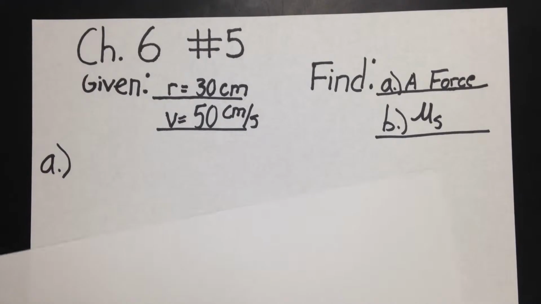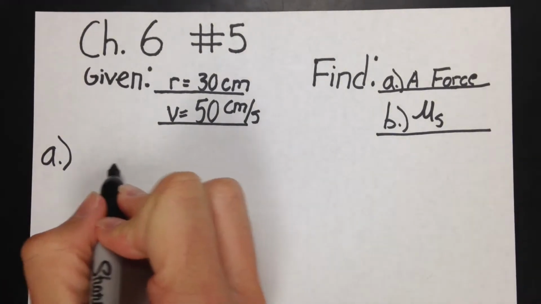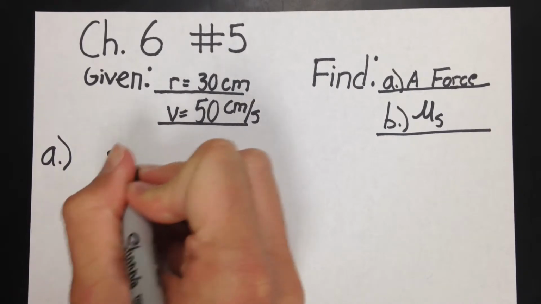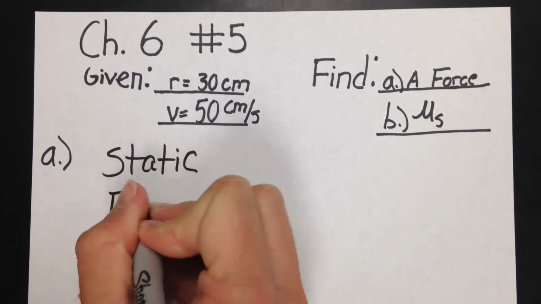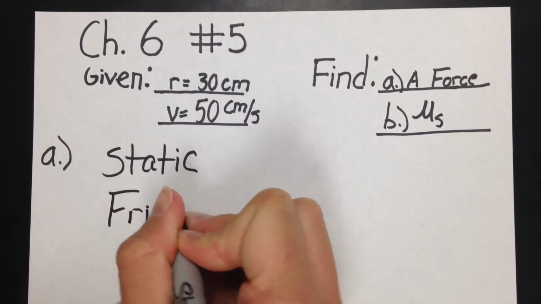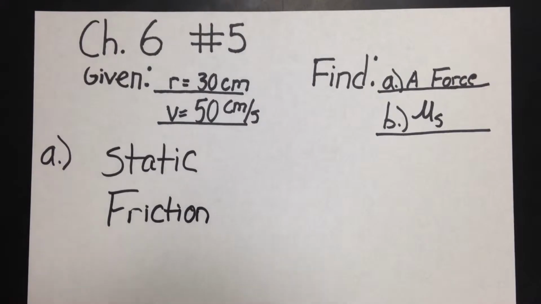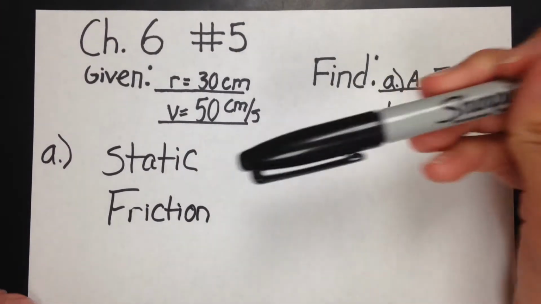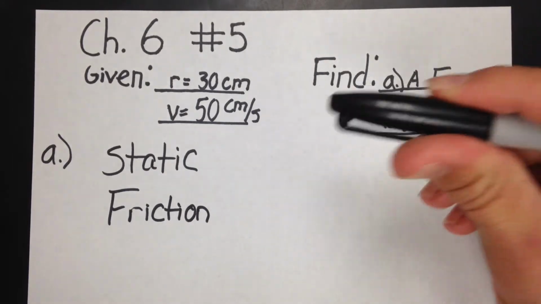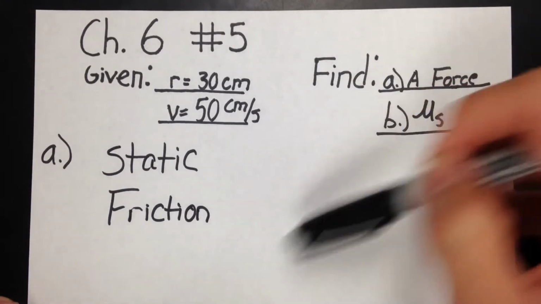So for part A, the force that's going to be the thing that keeps it on the table is going to be the static friction. And this is because before the object even moves, static friction is what's keeping it in place. So if I have something and then I'm trying to push it, static friction is what keeps it from moving. So therefore that's what's going to be keeping it on the turntable as it's spinning around.